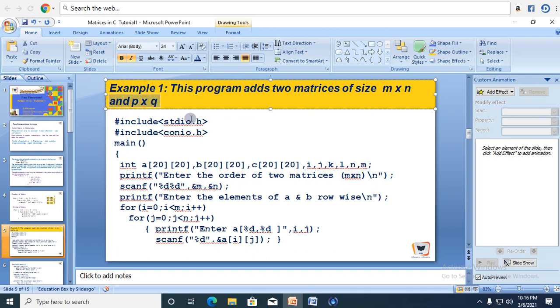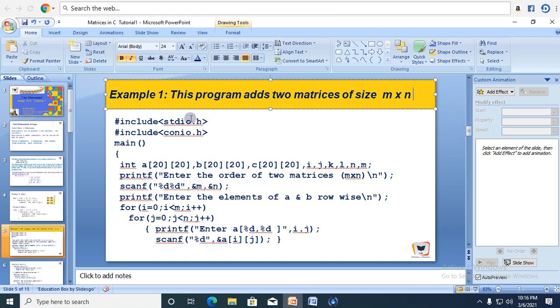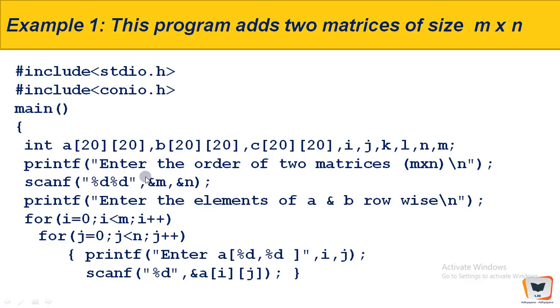Let us understand what we should do if 2 matrices of different sizes are given. We are adding the 2 matrices. We will assume that both the matrices are of size m into n. This is the compatibility condition. In order to add 2 matrices, the number of rows and the number of columns should be equal in both the matrices. So we have included stdio.h and conio.h, and there are 2 matrices declared: A[20][20], B[20][20], and A and B will get added to generate C. C is the resultant matrix.